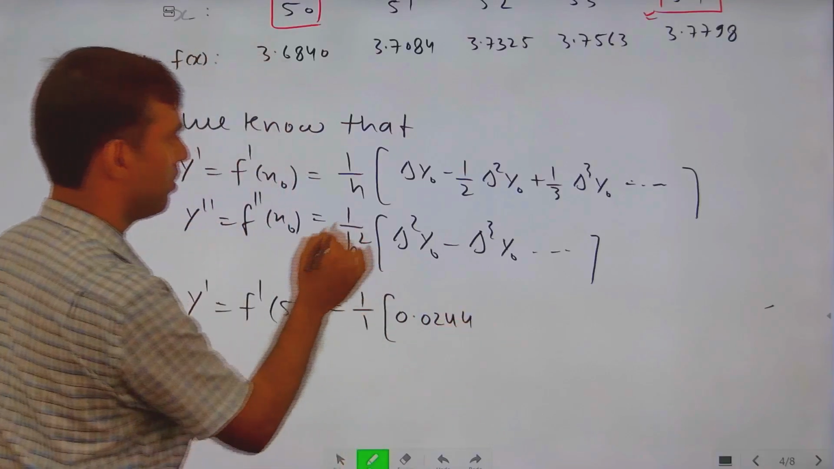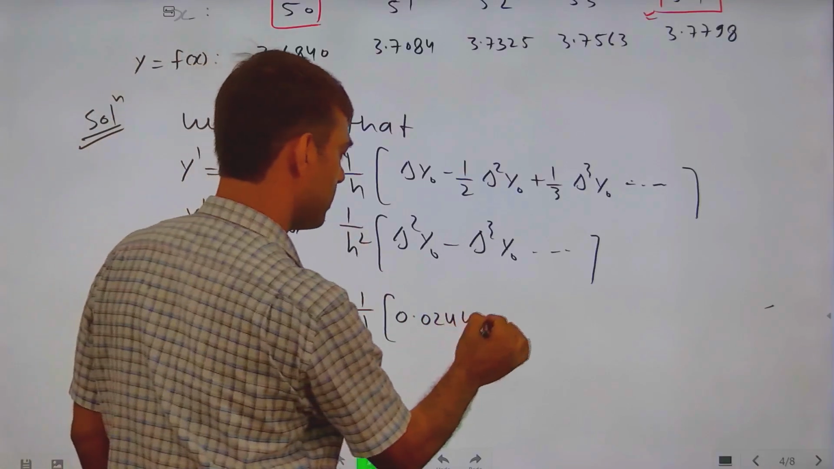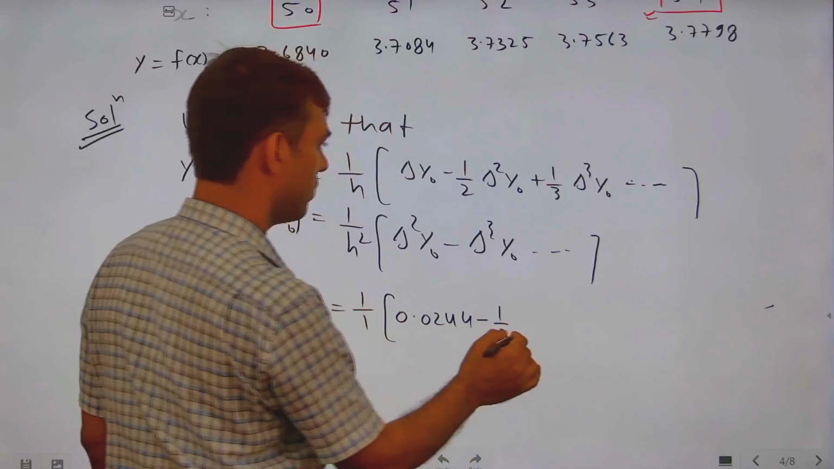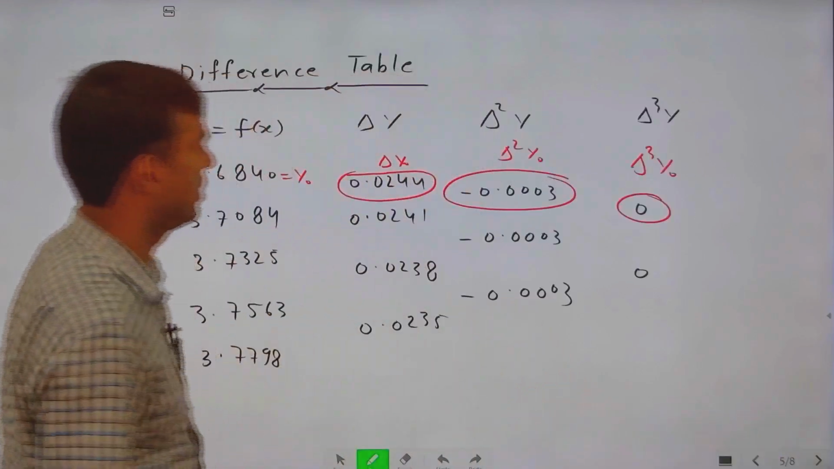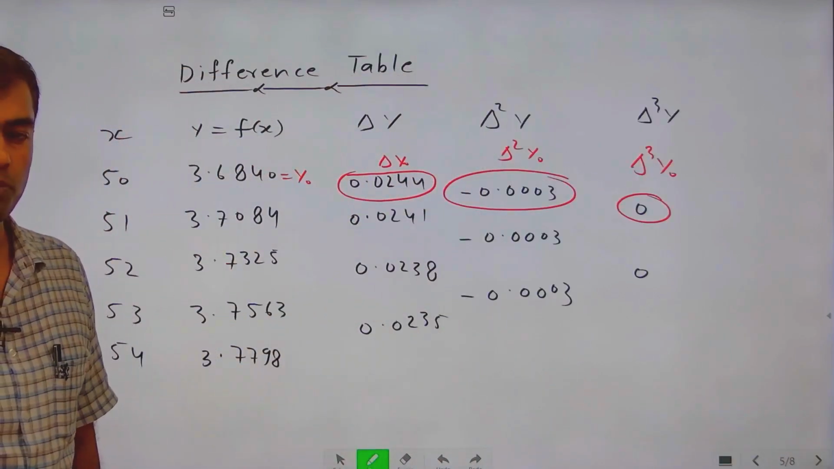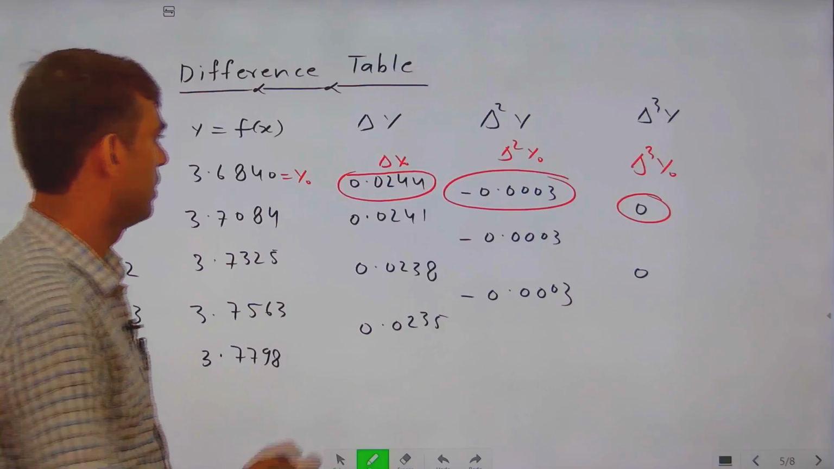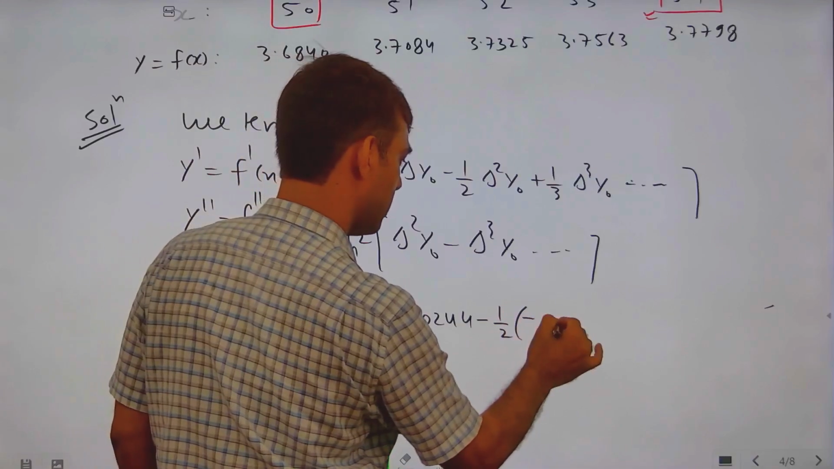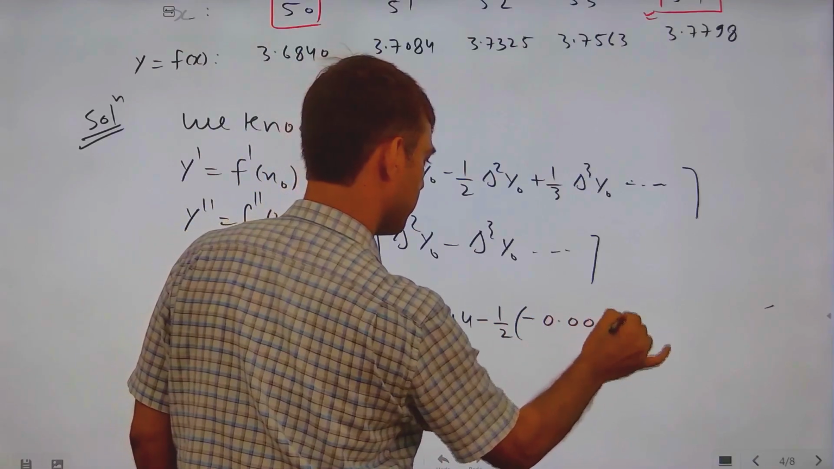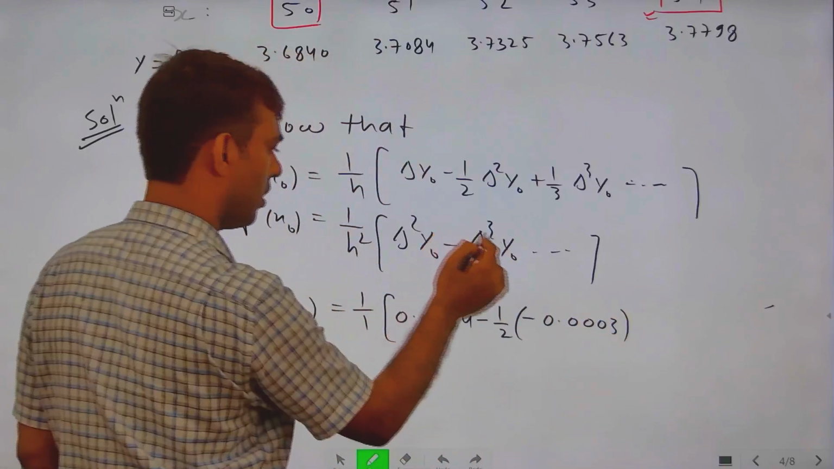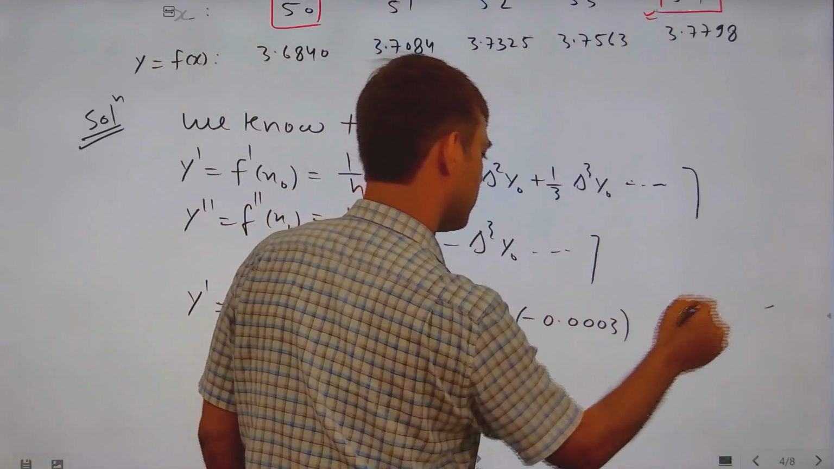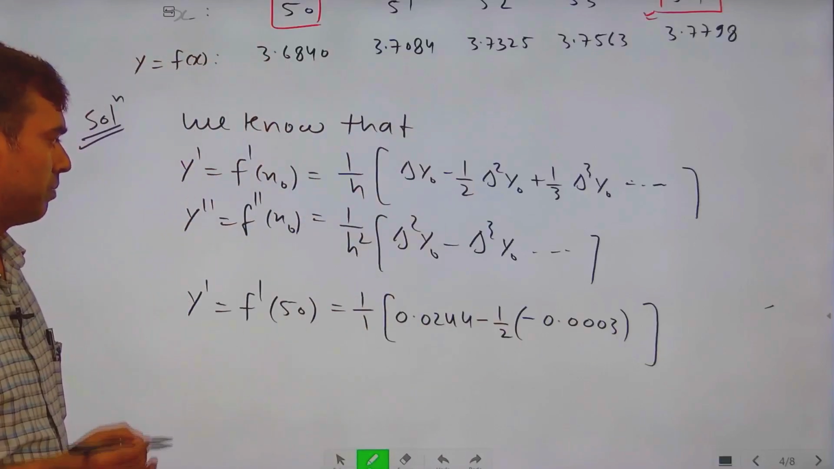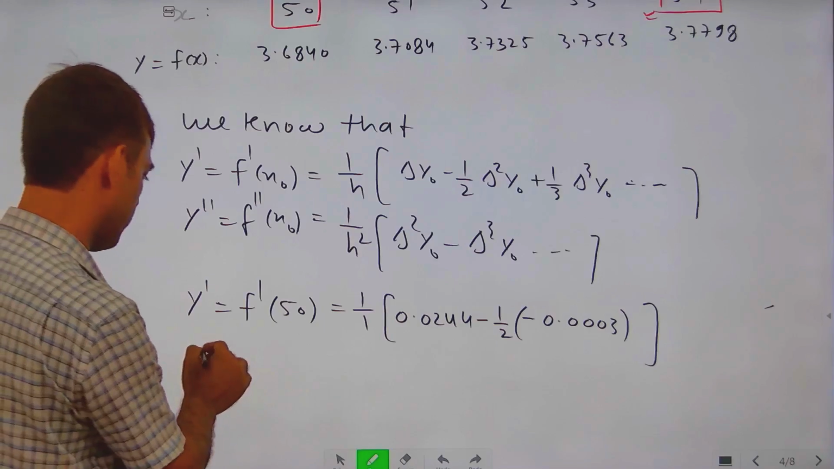0.0244. This one is the value for del y0 minus 1 by 2. What is the value for del 2y0? Del 2y0 is minus 0.0003. So here we put the value for minus 0.0003. Del 3y0 is 0 and all other terms are 0. So we simplify this result, then we are able to find the value for y dash.